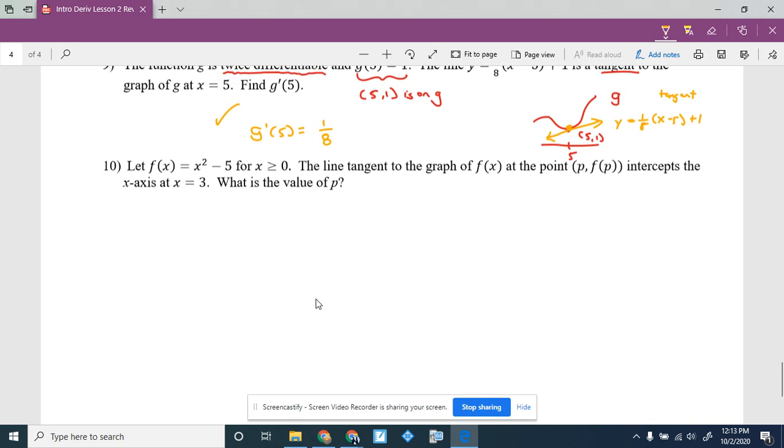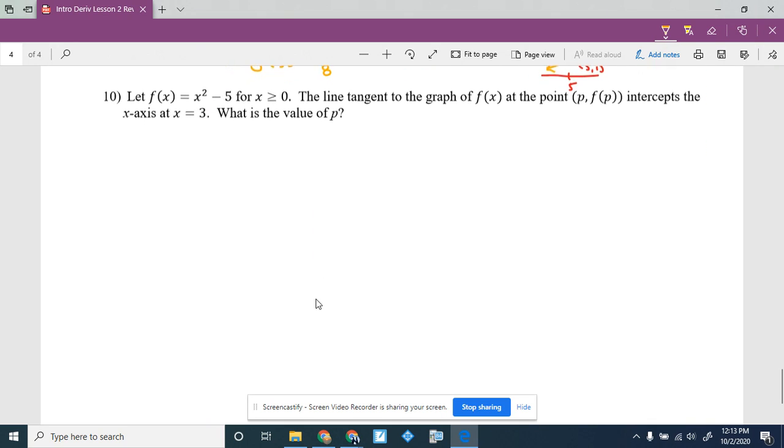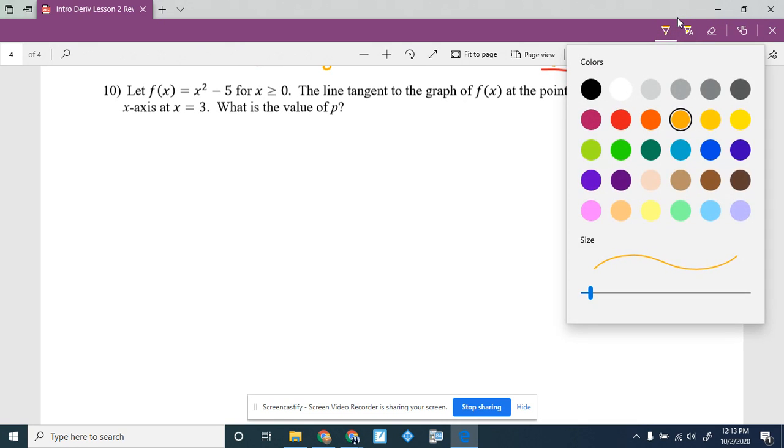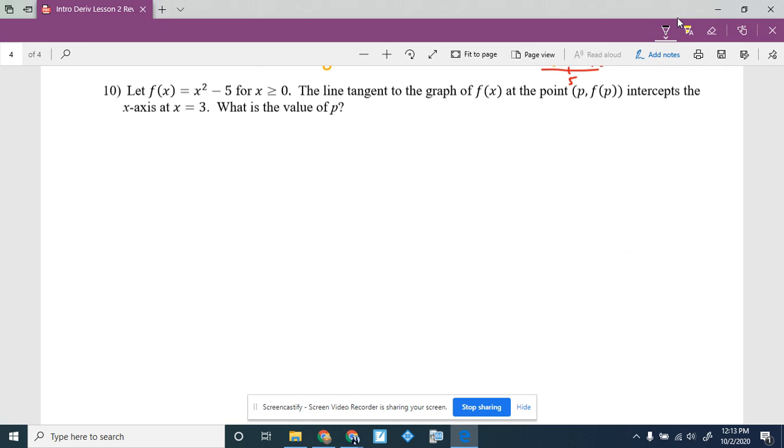All right, so then we end up with the doozy of a question. It's not really a doozy. It requires some thought. I actually like this question a lot. So it says, let f of x equal x squared minus 5 for x values that are greater than or equal to 0. So it's like we're looking at that parabola, but only to the right of the y-axis. It says the line tangent to the graph of f of x at the point P comma f of P intercepts the x-axis at x equals 3.